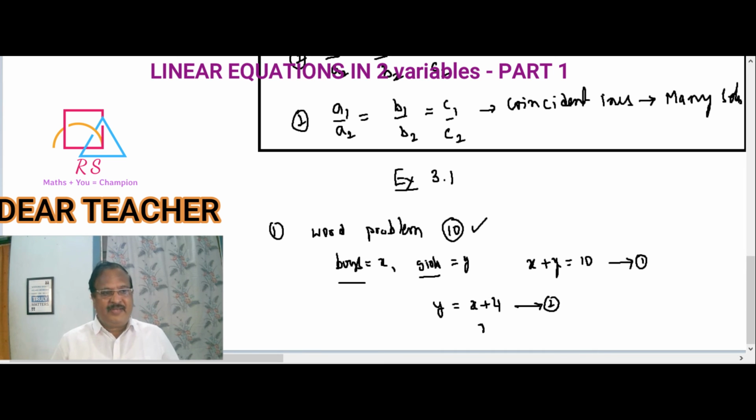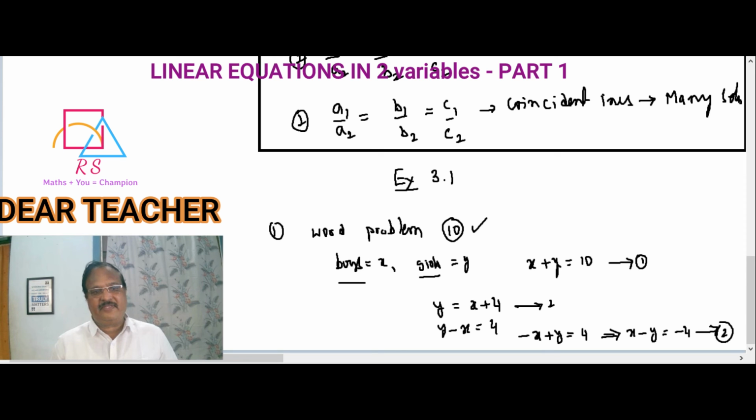Okay, but I will write, if I write y minus x is equal to 4, that means if I write minus x plus y is equal to 4, or x minus y is equal to minus 4. This is the second equation. Now you have to draw the graph of these two and then you will be getting the solution, right?